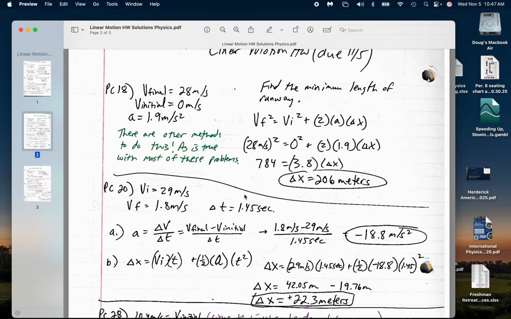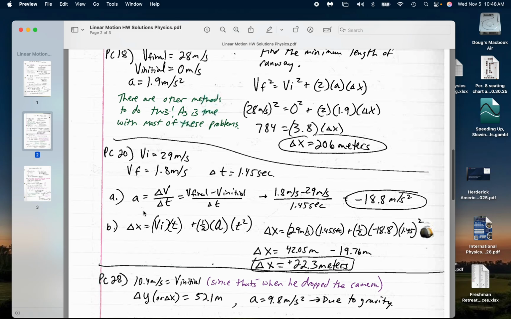For PC-20, Susie loves to ski, or Lavatsky loves to ski, I don't know, has reached the end of a ski slope and slows from 29 meters per second to 1.8 meters per second in 1.45 seconds. So you want to determine her acceleration and the distance she moved. So acceleration is going to be found with equation number 3. Final minus initial over time. Again, this should be a negative value because she's slowing down.